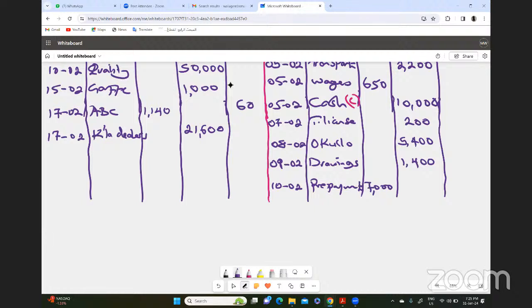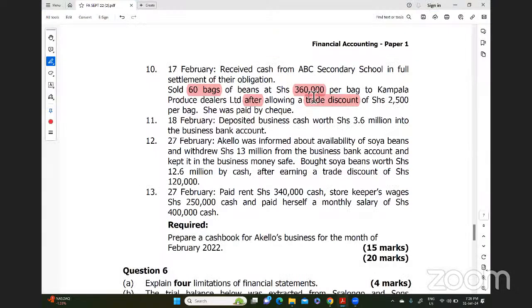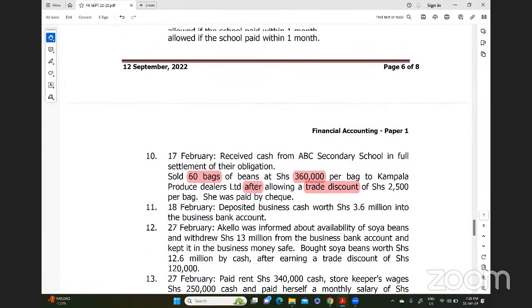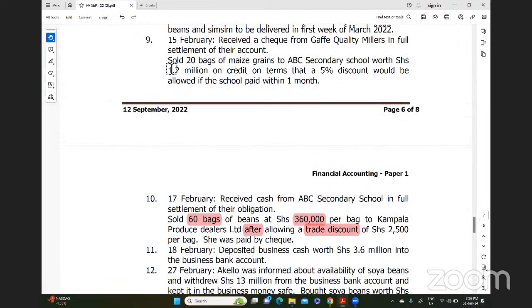Excuse me, sir. Yes, please. I beg your pardon. I want to take you back just to the previous transaction. How did we get that 60 as discount allowed? Go back to the transaction of ABC. There. Received cash from ABC Secondary School in full settlement of their obligation. So we needed to trace when we actually sold it to ABC, and that was just previously.